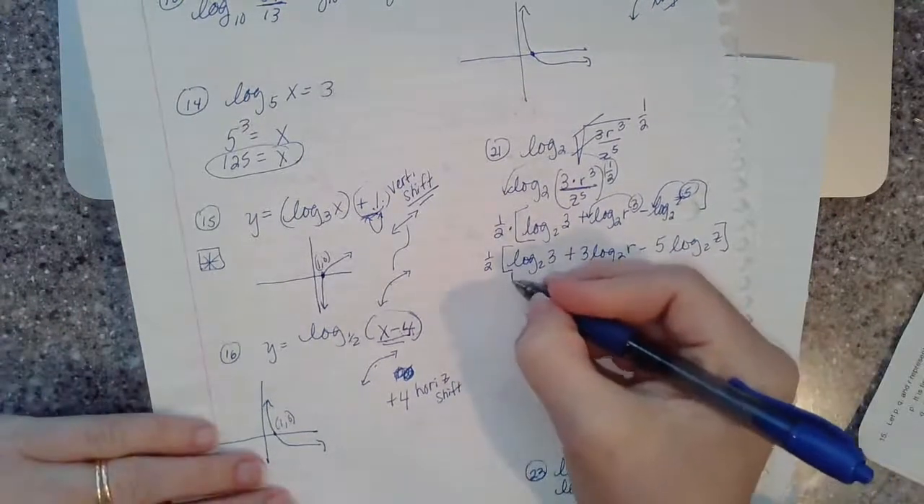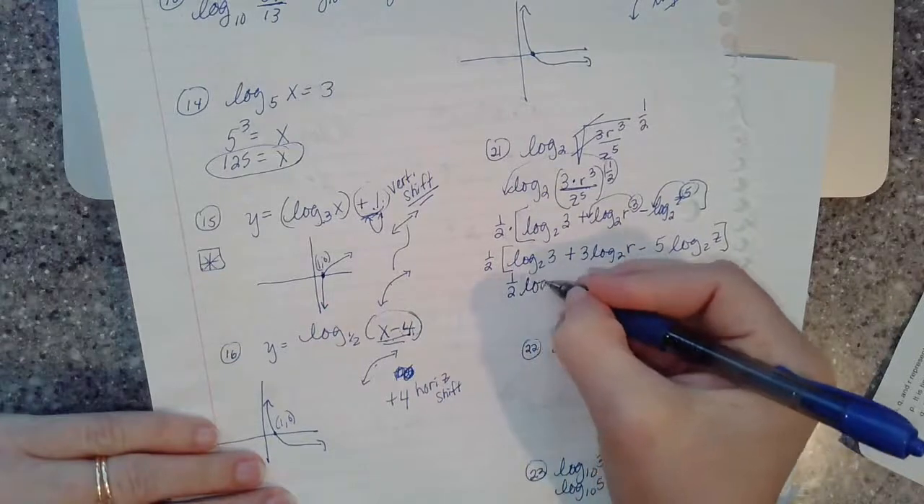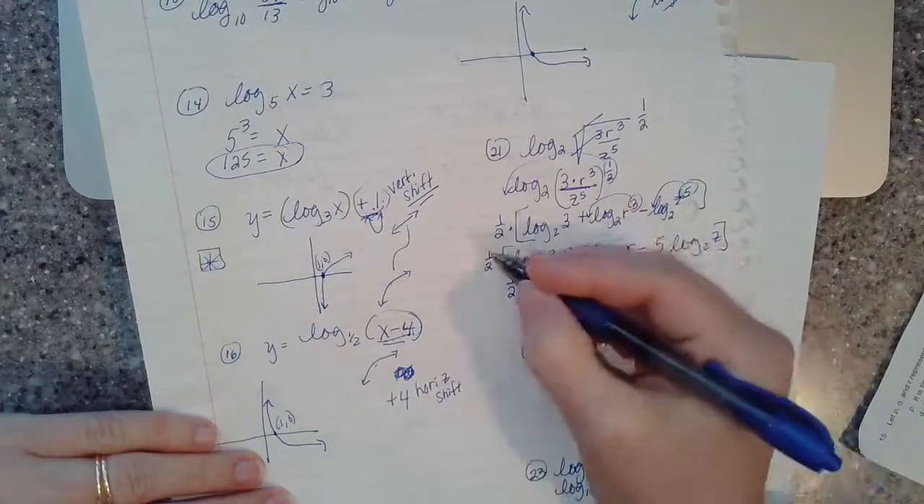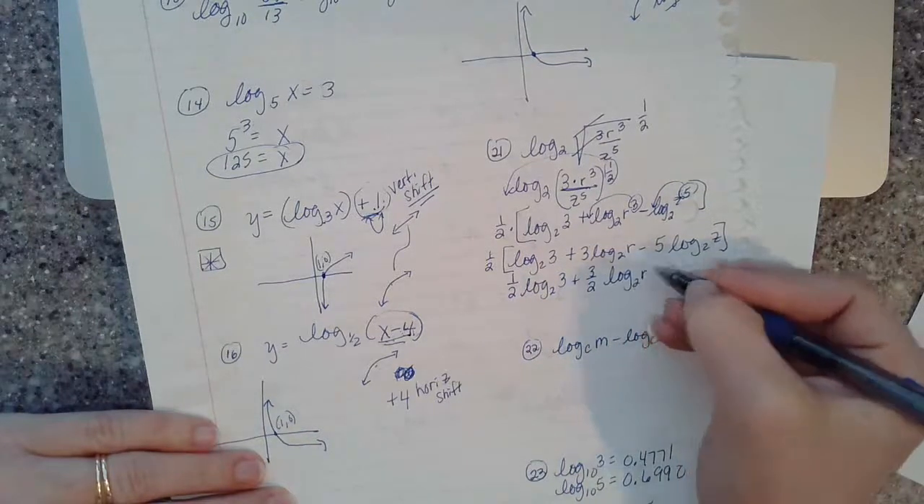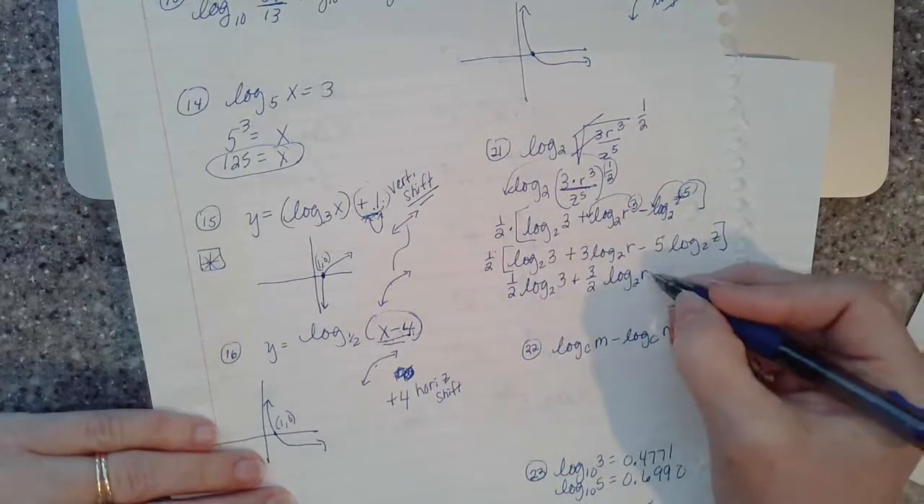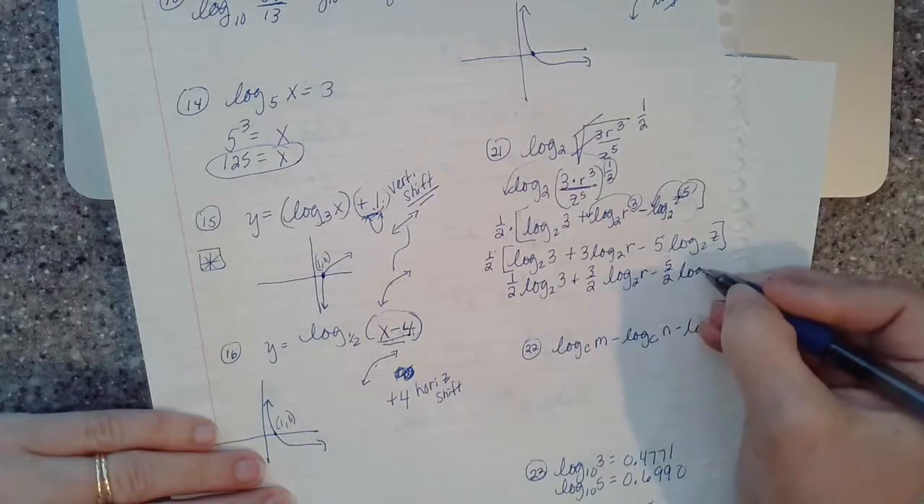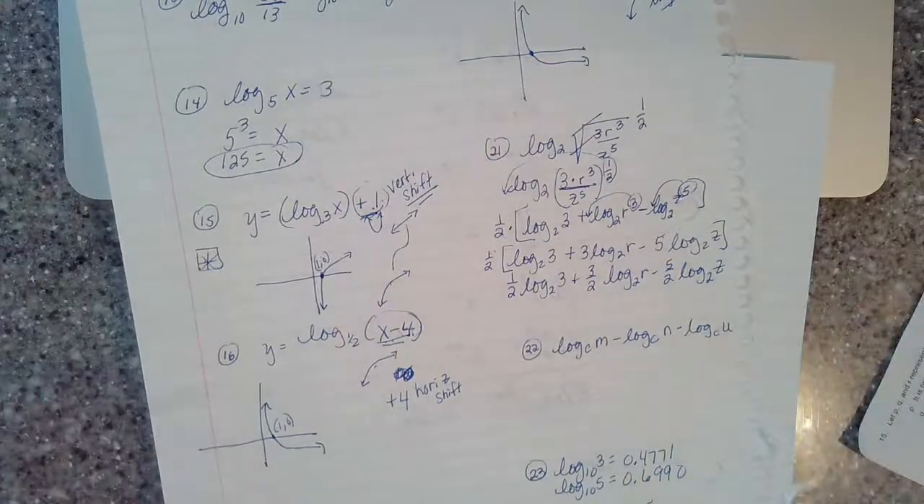Then we distribute the half. So 1/2 times 3 will be 3 over 2. And then 1/2 times 5 will be 5 over 2. And then that would be as expanded as you can get for that final answer.